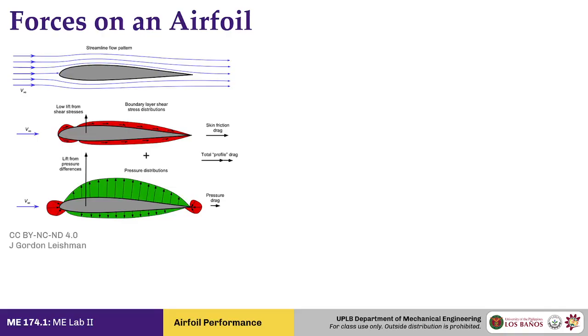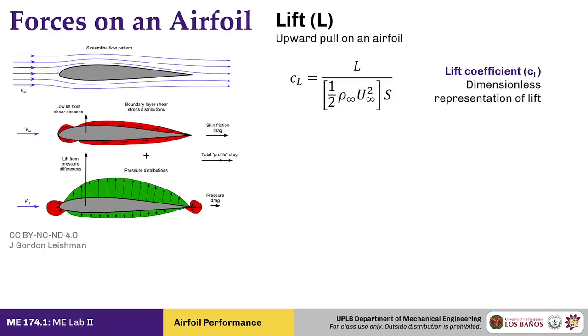Now, for those components, if we get the net vertical effect of that pressure distribution, we can get the lift force. Now, the lift force also has a dimensionless equivalent, as with all things in fluid dynamics. We call it the lift coefficient, or C sub L. So the C sub L quantity is just the lift force over the free stream force that's being exerted by the fluid around it.